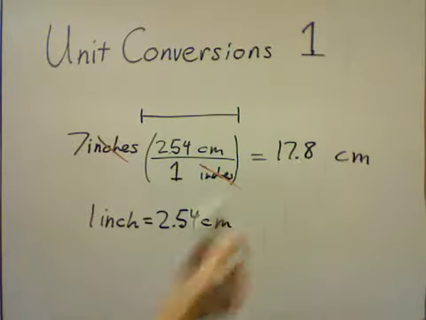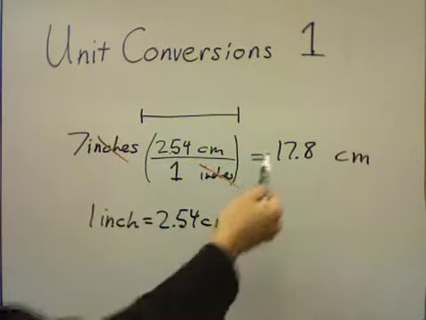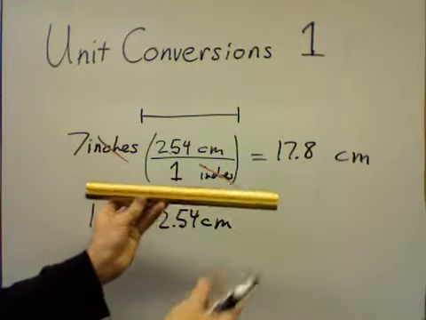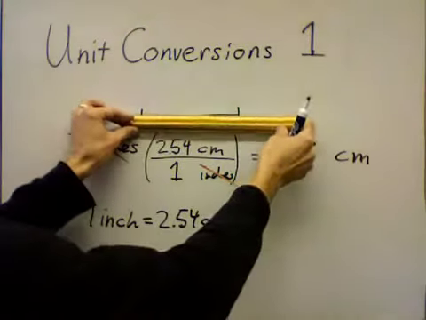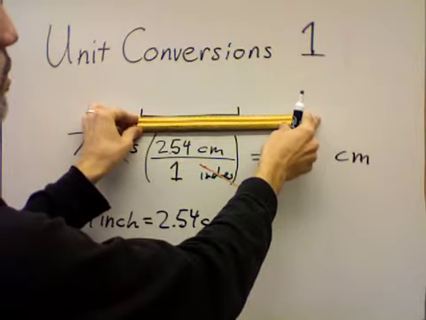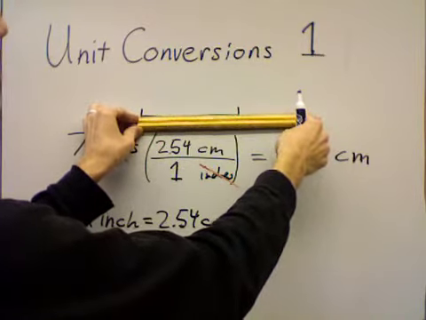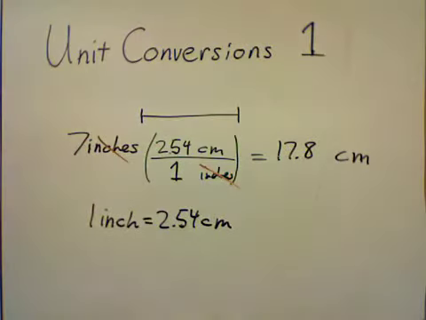My calculator gave me more digits, but I rounded it off to just 3 significant digits, 17.8. Now, I can check that and see if it makes sense, because I have left my line segment here and I have a ruler here, so I can hold the ruler up to the line segment and look, and it looks to me like it's about 17.8 centimeters long. So, looks like I did that problem right.